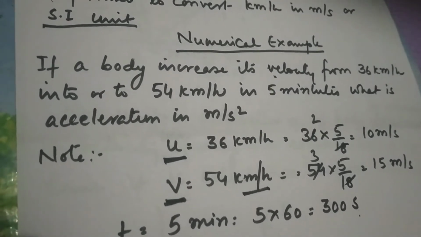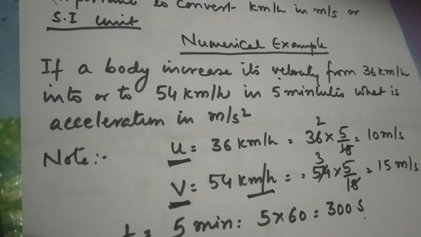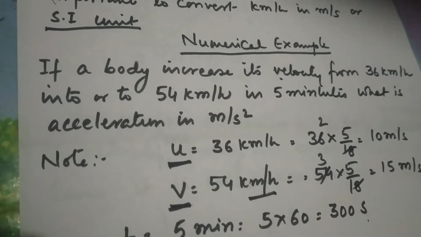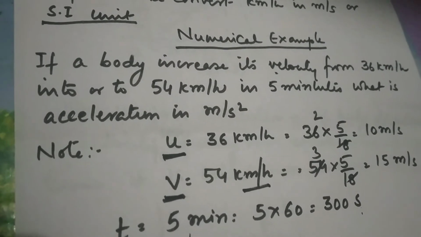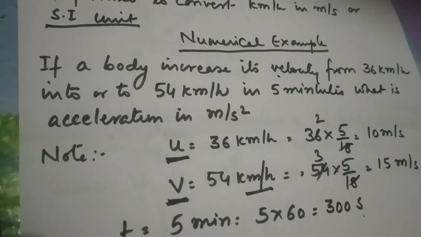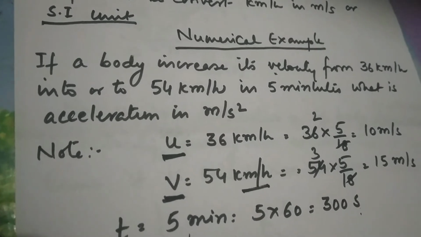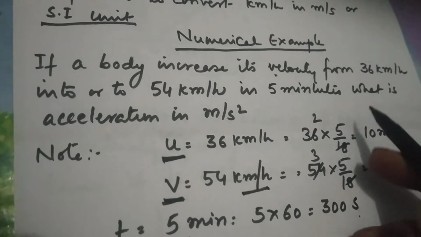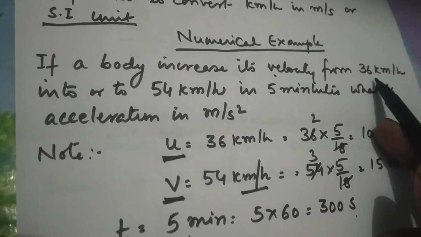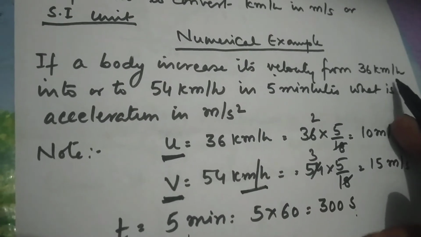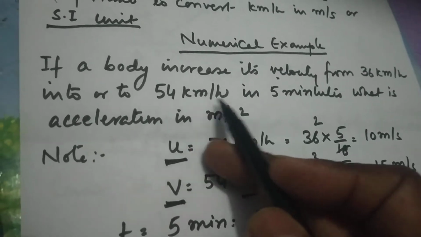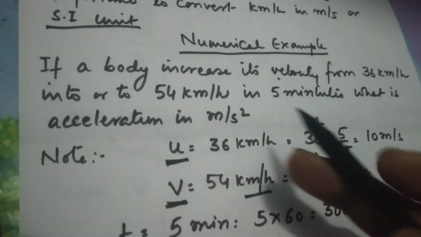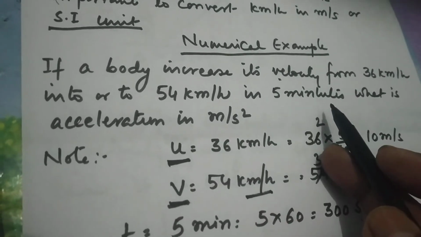If a body increases its velocity from 36 km per hour to 54 km per hour in 5 minutes, what is the acceleration in meter per second square? Now you must follow that this 36 which is given is the initial velocity, but in kilometer per hour. Here 54 which is given is the final velocity, but again it is given in kilometer per hour, and again the time is also given in 5 minutes.